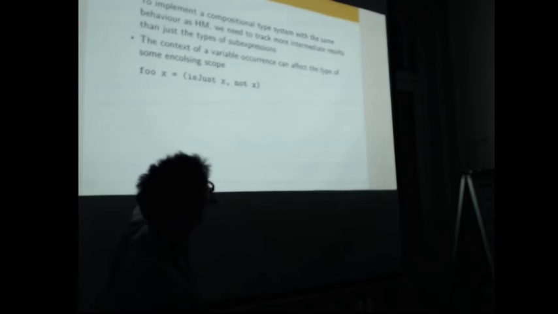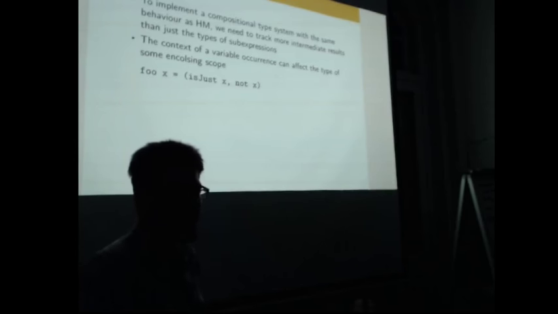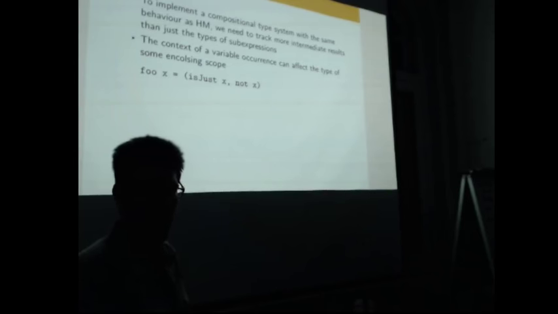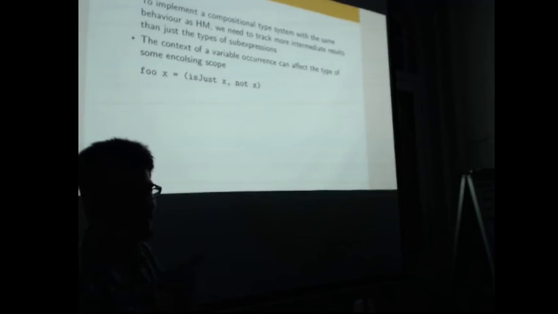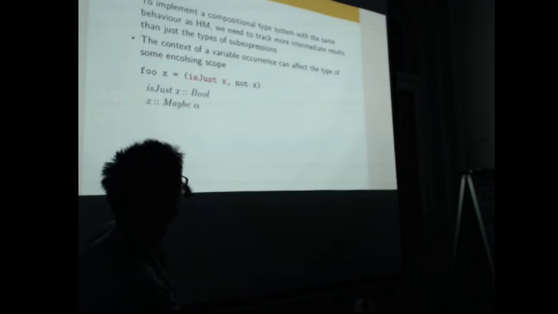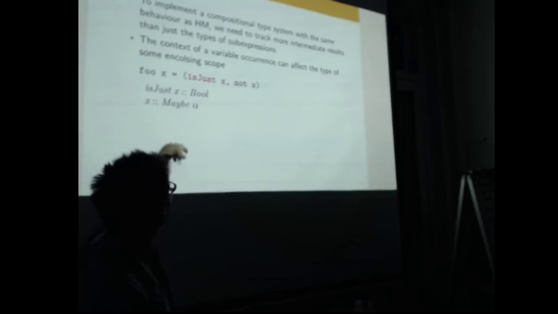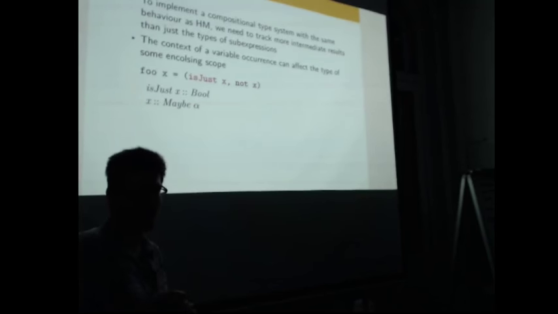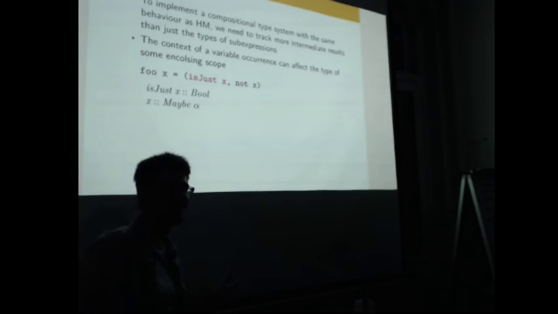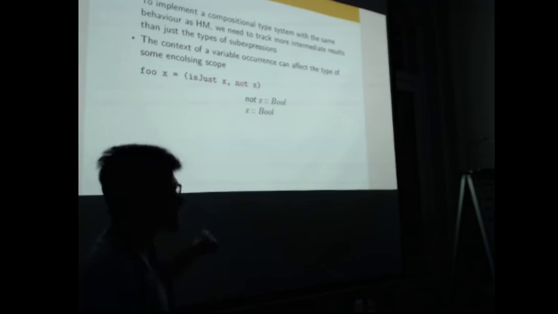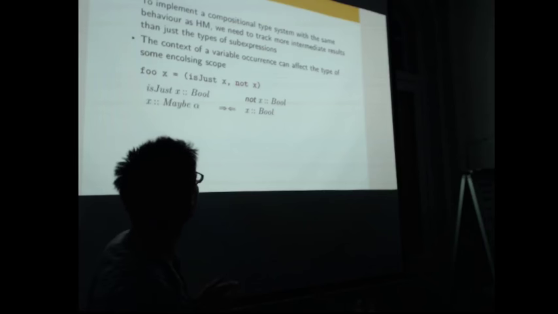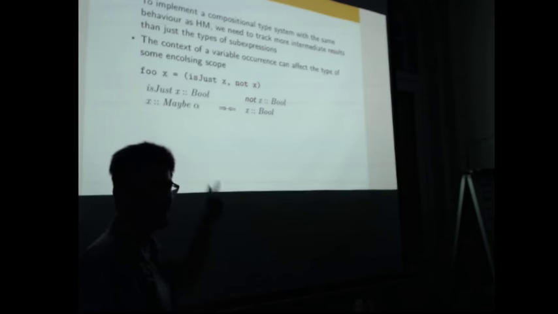As we see in this example, we need something which tracks more intermediate results than just a type. We want to know something about X from the type of is just X, and something about X from the type of not X. But the type of is just X is bool, and the type of not X is bool. It doesn't tell us enough. What we want to detect is that is just X is a bool, but not on its own: it's a bool if X is of type maybe A. And not X is a bool if X is of type bool. And then when we put these two together, we would get a conflict, right?